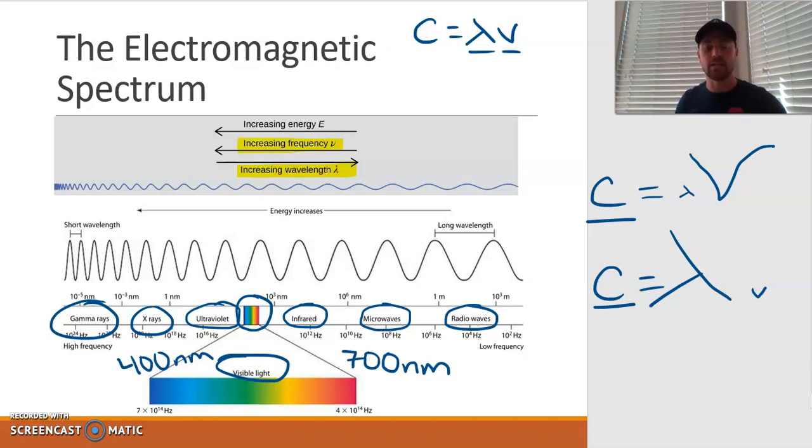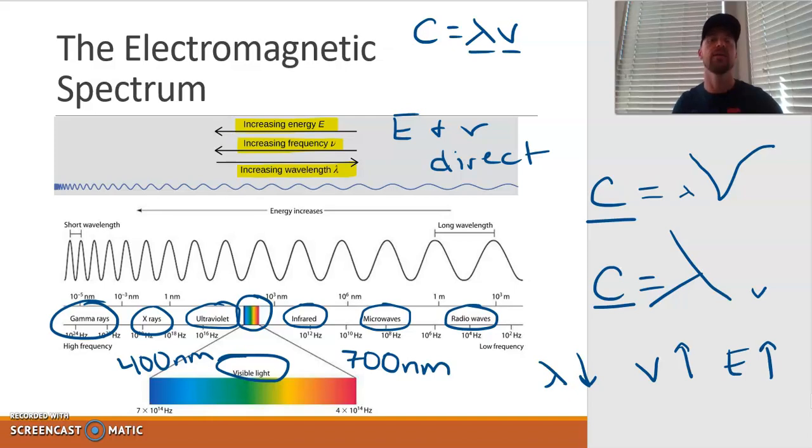We are going to get into this a little bit later, but it's a good opportunity now to point out how energy relates to all this. We are going to see how energy increases in the same direction that frequency does. Why that is, we'll talk about later, but for right now, it's good to point out that the relationship between energy and frequency is a direct relationship, meaning they're both going to increase in the same direction. So if the wavelength is decreasing, that must mean frequency and energy both increase, and vice versa.